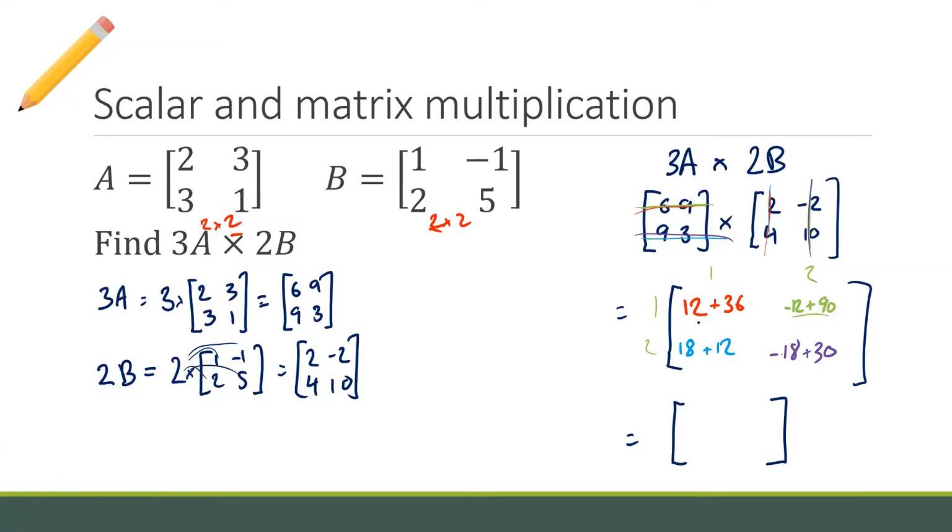If I then go 12 plus 36, that's going to give us 48. Beautiful. -12 plus 90 is the same as saying 90 take away 12, which is, sorry, my dog's barking, so it's a bit distracting. Sorry, 78.